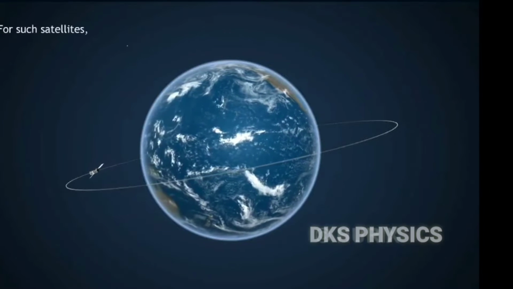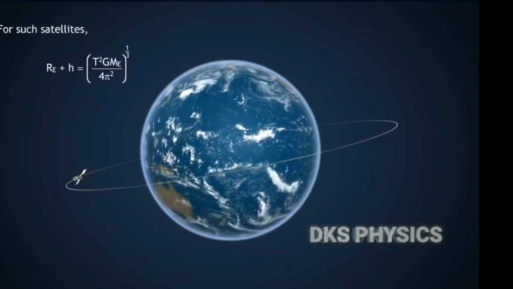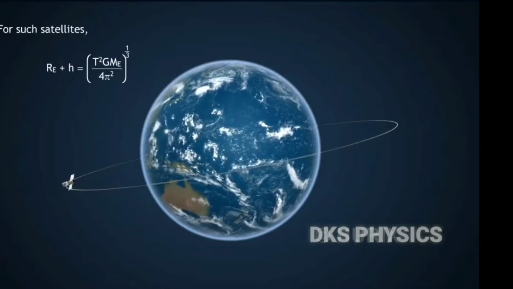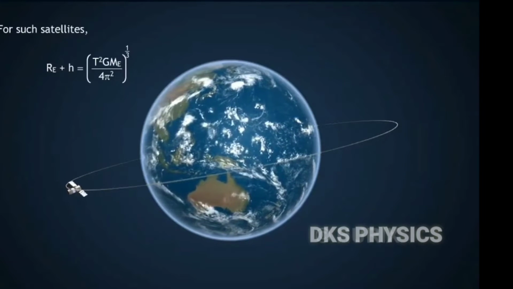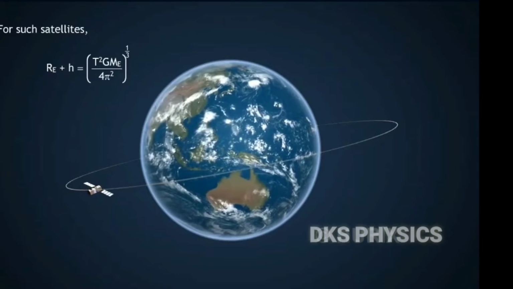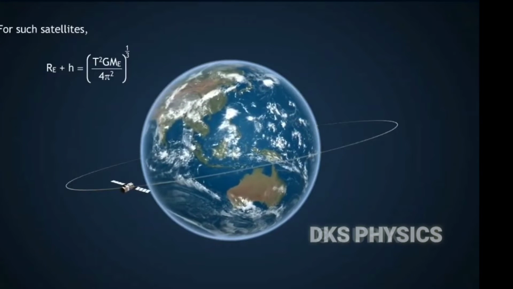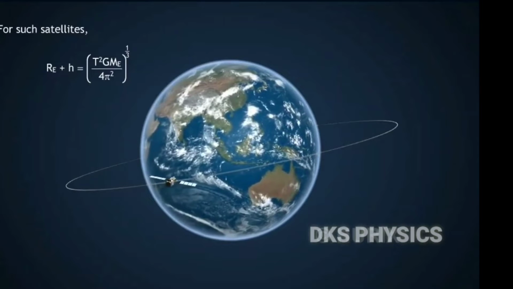For such satellites, Re + h equals (T² G Me / 4π²) raised to 1/3. In the above equation, when we consider T equals 24 hours, then h equals 35,800 kilometers, which is much larger than Re.